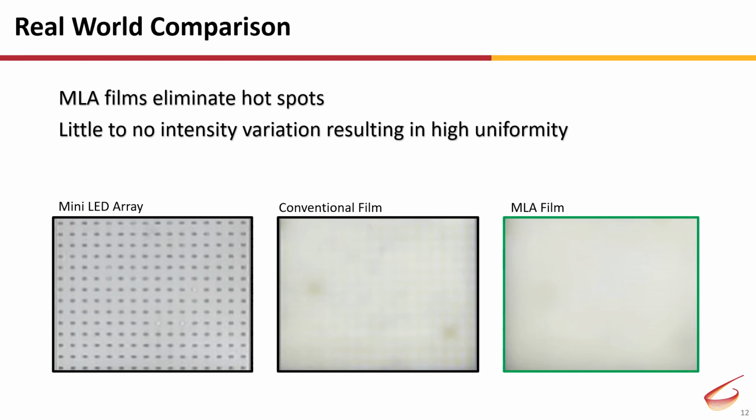Here is a real-world comparison that demonstrates how BrightView MLA films perform compared to conventional films. A mini LED backlight unit is shown on the left. The black spots are individual LEDs in the array. The center image shows a conventional film, and bright and dark spots are readily visible. Compare this to the rightmost image showing the LED array with the MLA films. The light output is highly uniform with no visible hotspots.